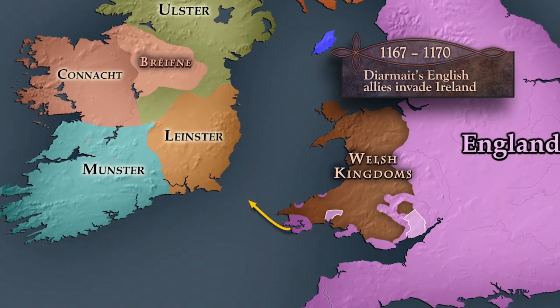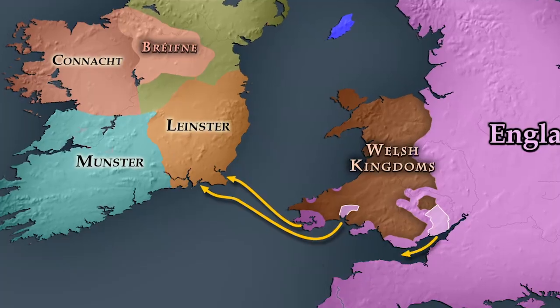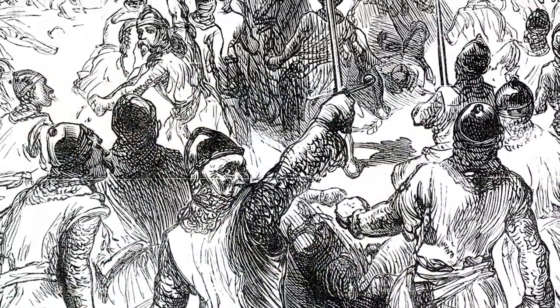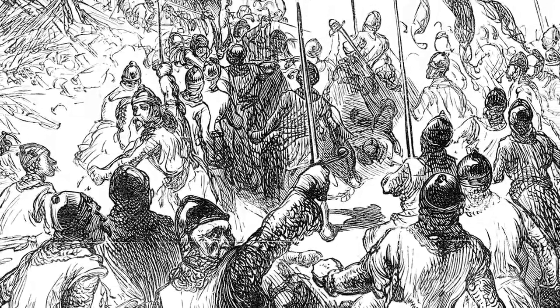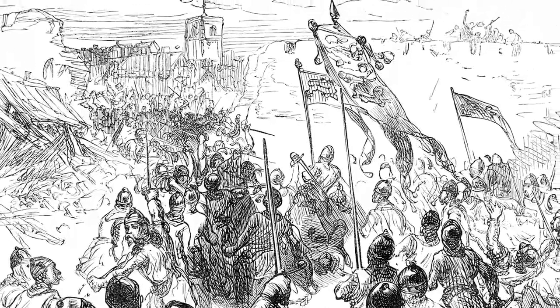First a small group of Flemish mercenaries, then the Fitzgeralds, and finally Strongbow himself in 1170, and he brought the largest contingent of soldiers yet, 200 cavalry and 1,000 archers. Within 2 days, Waterford had fallen, and Strongbow finally married Diarmait's daughter, Aoife, in Waterford Cathedral.